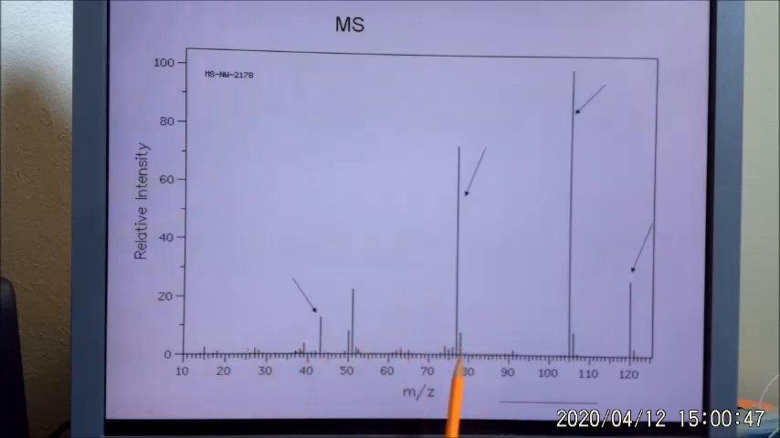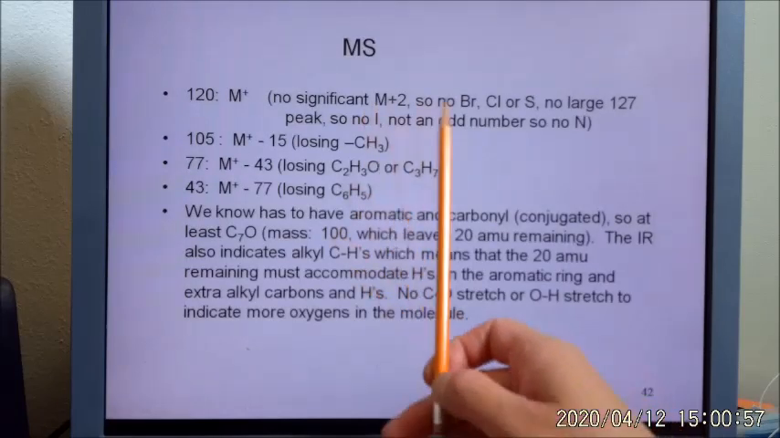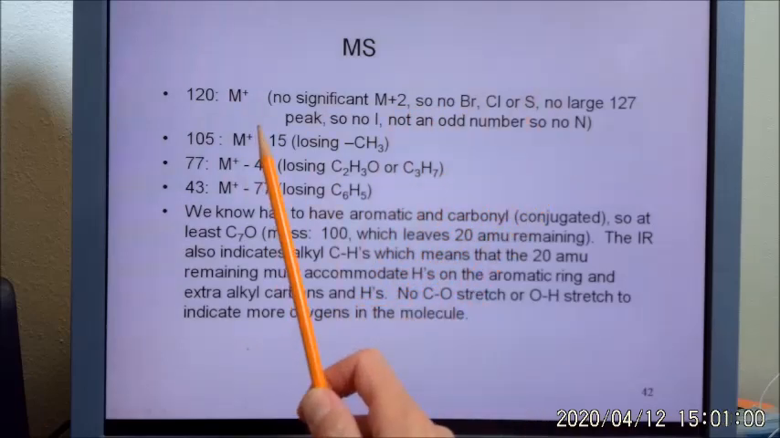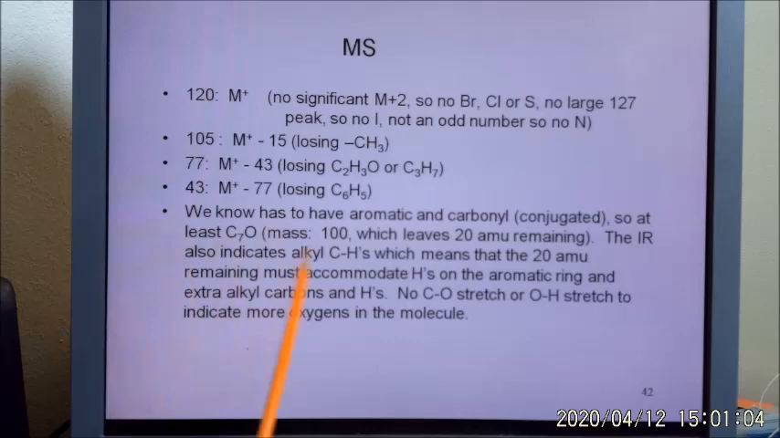Like I said back here, something has to be directly attached to my benzene ring that can't form a tropylium. Okay, so we see no odd numbers, so no nitrogen, no iodine, bromine, chlorine, or sulfur, because we don't get the M+2 peaks, no large gap. So you know these guys. All right, so let's take a look at what else we could do.